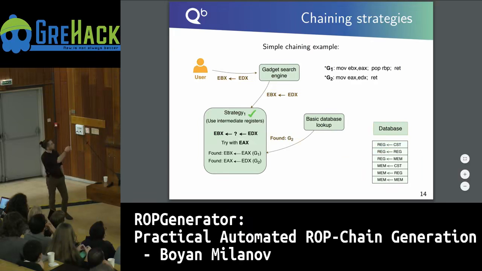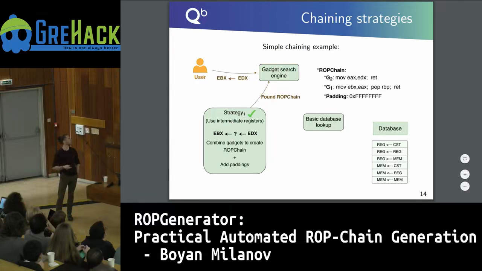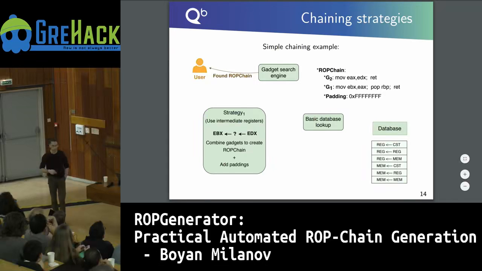Then you have everything you need to build the ROP chain that can put EDX into EBX. So you just reorder the gadgets. If you need to add some padding because you have some side effects from pop instructions, things like that, you add it. And then you just return the ROP chain to the user.